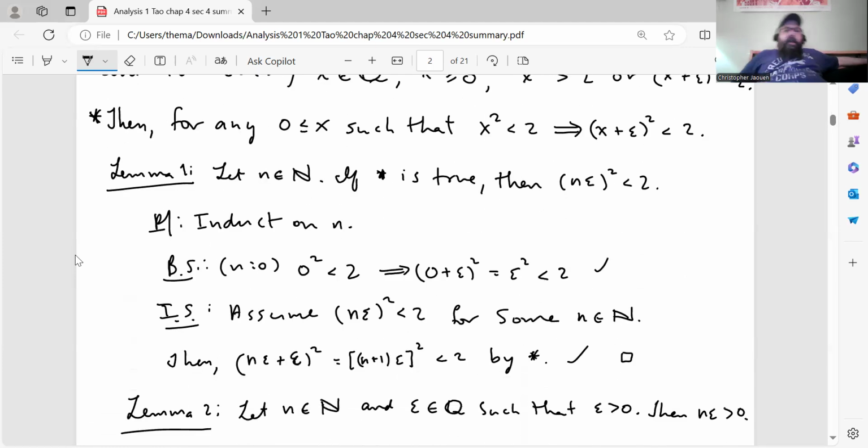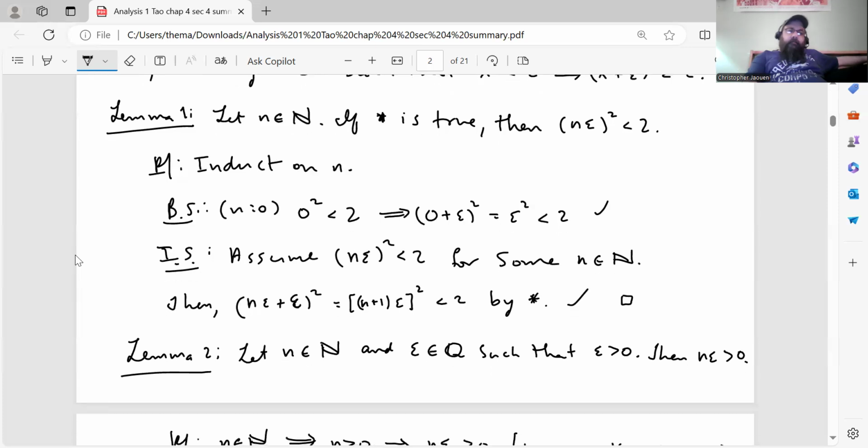All right, so I have to prove a lemma here, which Tao doesn't do in the proof. He says you should do it, so that's why I'm doing this here. So let n be a natural number. Then if star is true, so if that statement that I wrote up above next to the star is true, then (n epsilon) squared is less than 2. So we'll do this by induction because n is a natural number. So base step, n equals 0. Obviously, 0 squared is less than 2 because 0 squared is 0, which implies that (0 plus epsilon) squared, which is equal to epsilon squared, is less than 2. So that proves the base step.